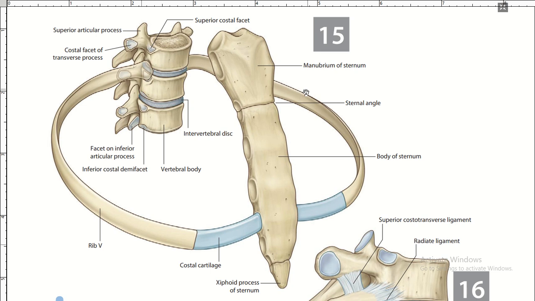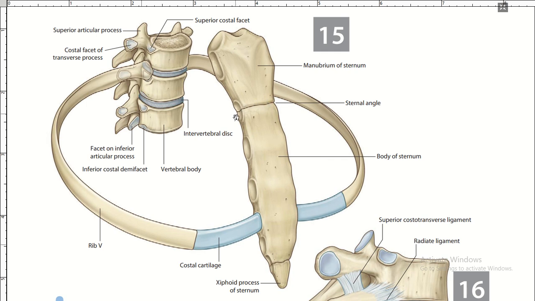So our first joint is between the manubrium and the body of the sternum. That is called the manubriosternal joint. The manubriosternal joint is a secondary cartilaginous joint, but it moves, so therefore it is a symphysis joint. It will form an angle or a transverse ridge called the sternal angle.